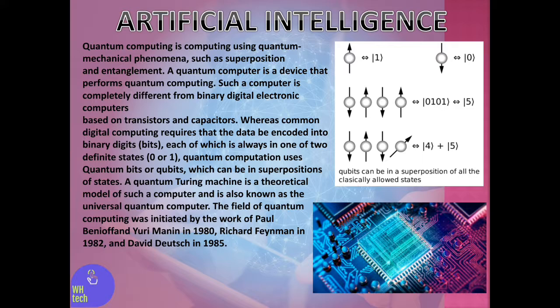A quantum Turing machine is a theoretical model of such a computer and is also known as the universal quantum computer. The field of quantum computing was initiated by the work of Paul Benioff and Yuri Manin in 1980, Richard Feynman in 1982, and David Deutsch in 1985.